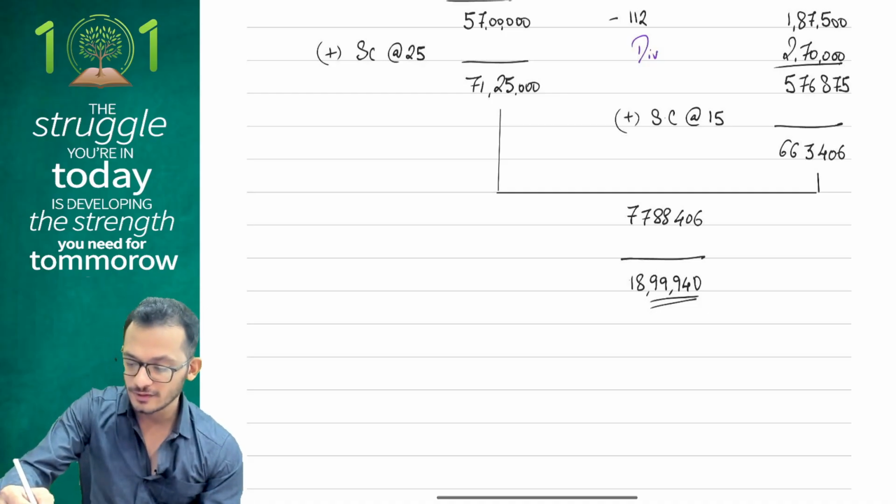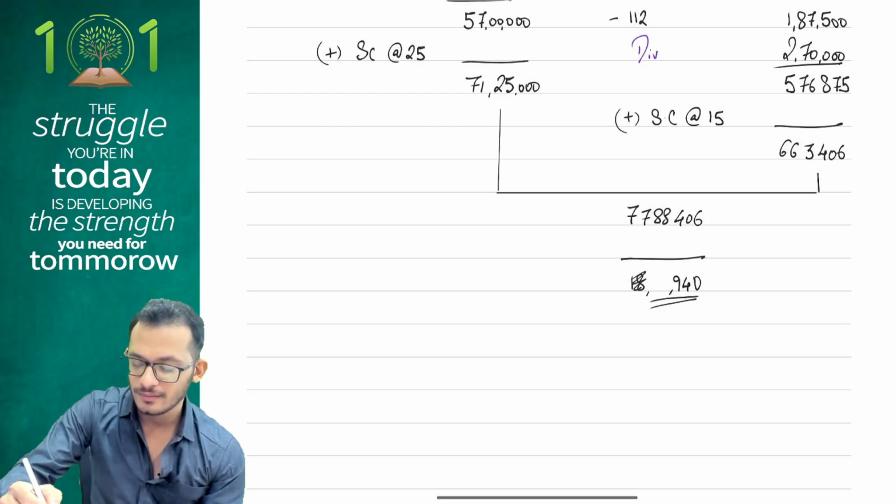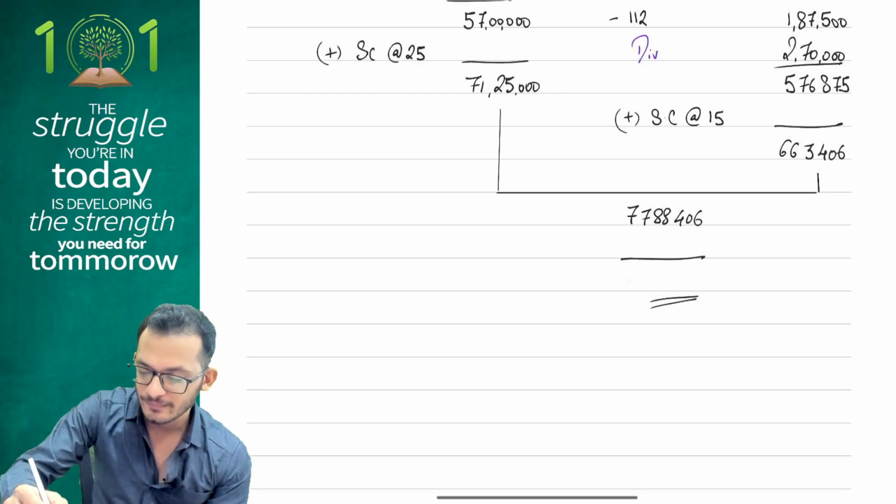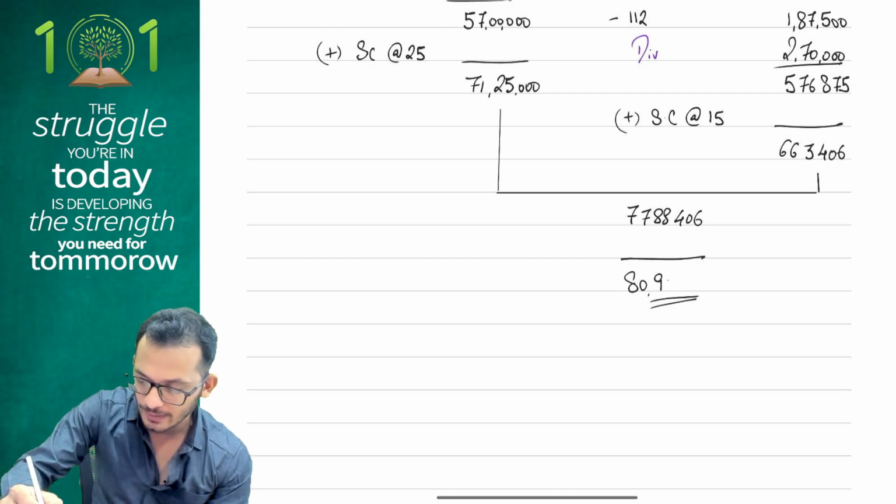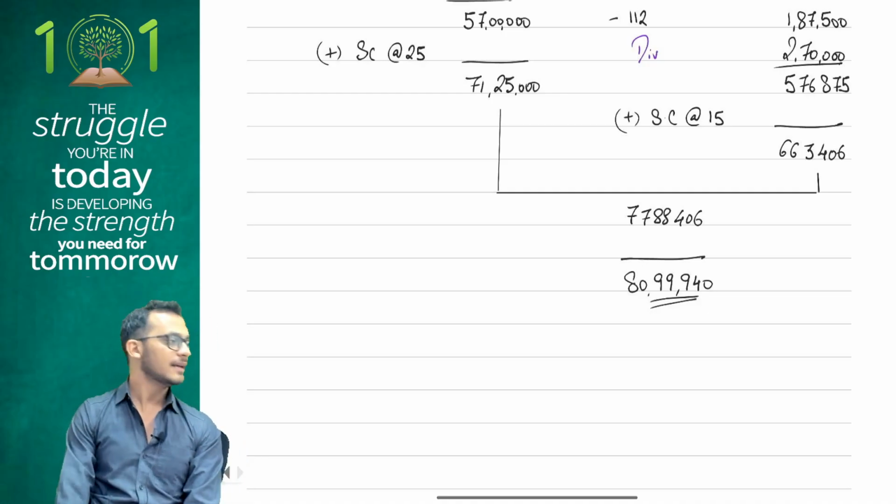80, कौन सा? पूरा नंबर वापस से बोल. 80 lakhs, 80 lakhs. One second. हाँ 80, 90, 99. 940 is my final answer.